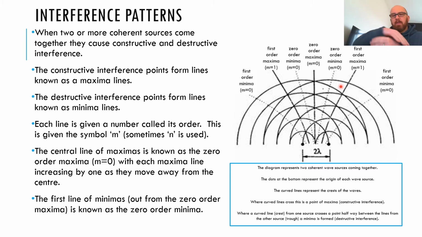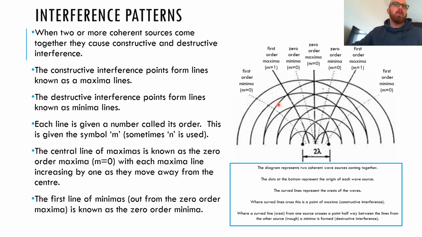Where you have a peak, a crest, from one wave meeting the trough of another, that is destructive interference. So for example, let's go for this point here. This point is halfway between the two black lines coming from this source, but it is on the black line coming from this source, meaning this point is a point of destructive interference known as a minima point.